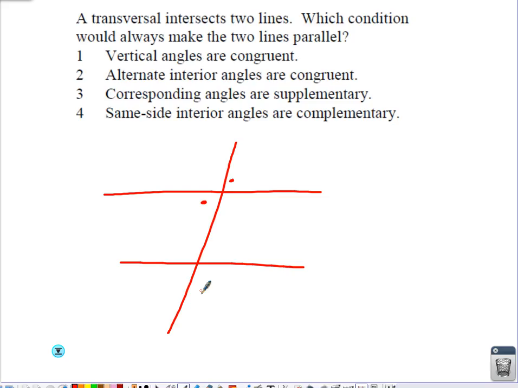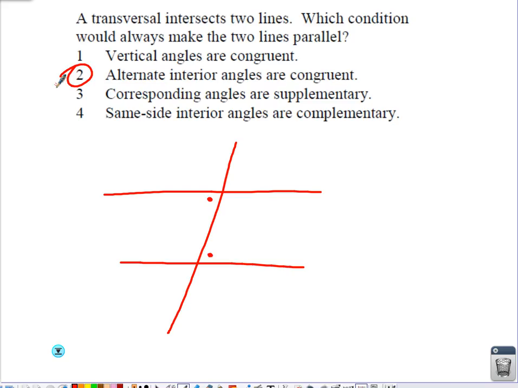Aren't those always congruent, regardless? Yeah, that doesn't help us anymore. If alternate interior angles are congruent, if those two angles, those are alternate interior angles, if those two angles are congruent, would that make these lines parallel? Yes. Let's check the other ones.